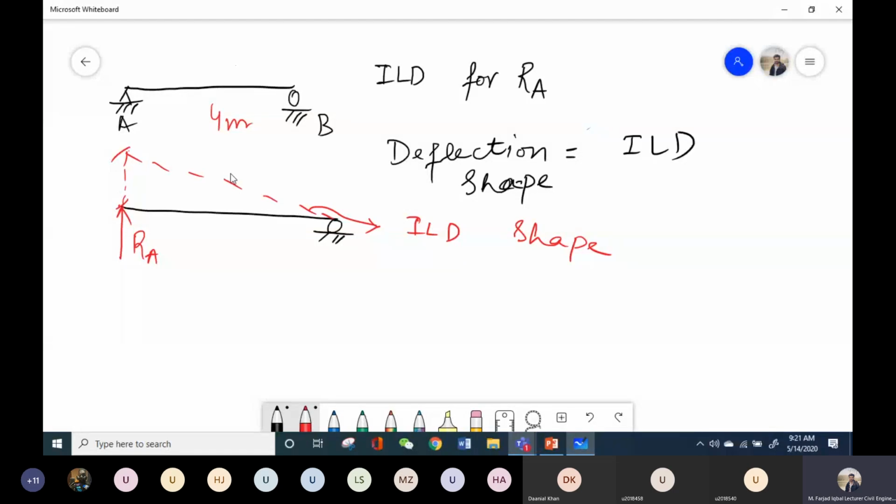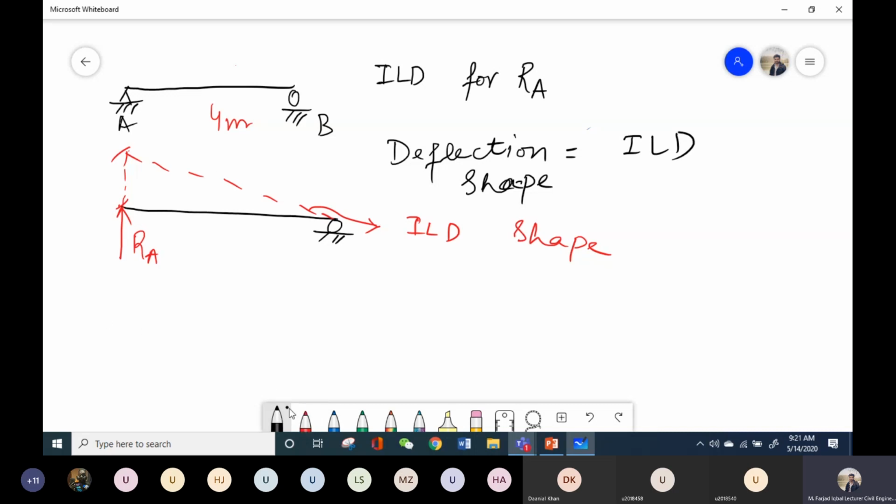And Muller said that we need to remove the capacity of the beam to resist that function. What does this statement mean? It actually means that if I want to plot the ILD for reaction, I would assume that the beam cannot resist that reaction. And this is what I did in this question. I removed this support and applied this reaction. So that means that the beam cannot resist this reaction and it will deflect. And how will it deflect? It will move something like this, and this deflected shape is equal to ILD.